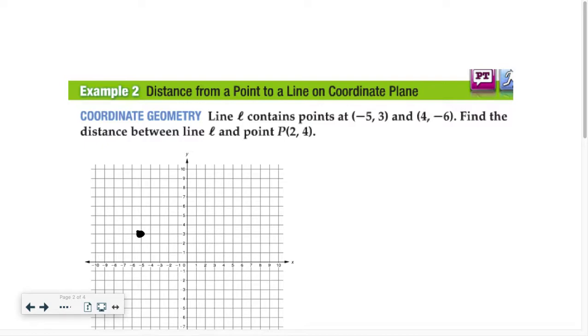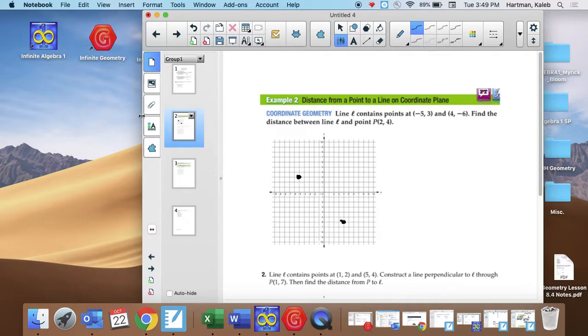There's one of the points. And 4, -6. Pen's kind of off today, so apologize there. So those are the two points on line L. I'm going to use the tool here again to draw my line just so that it looks nice. So from there to there.